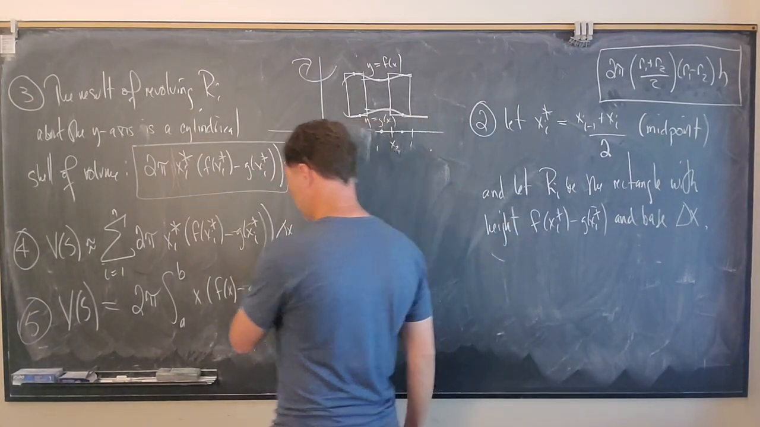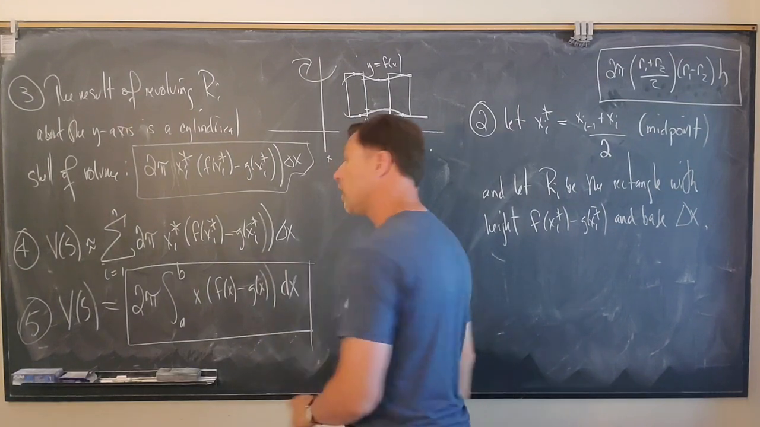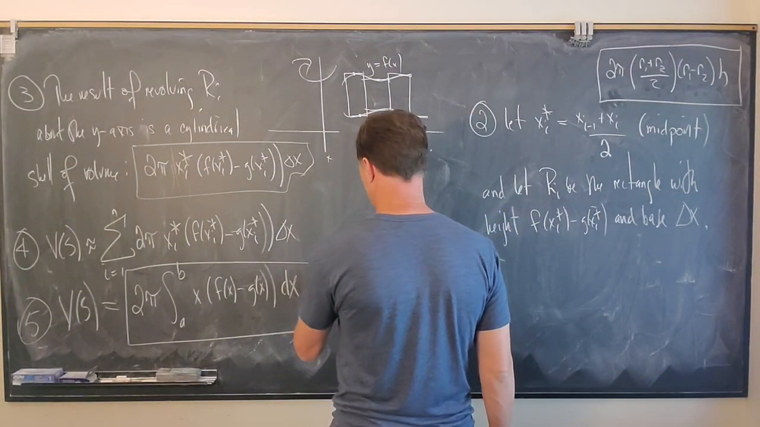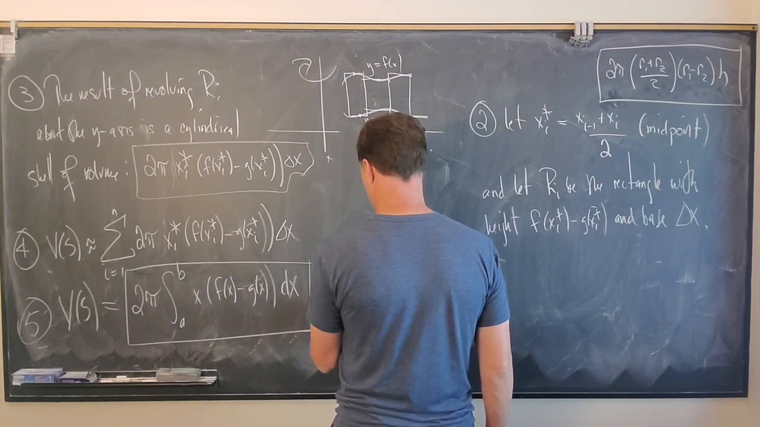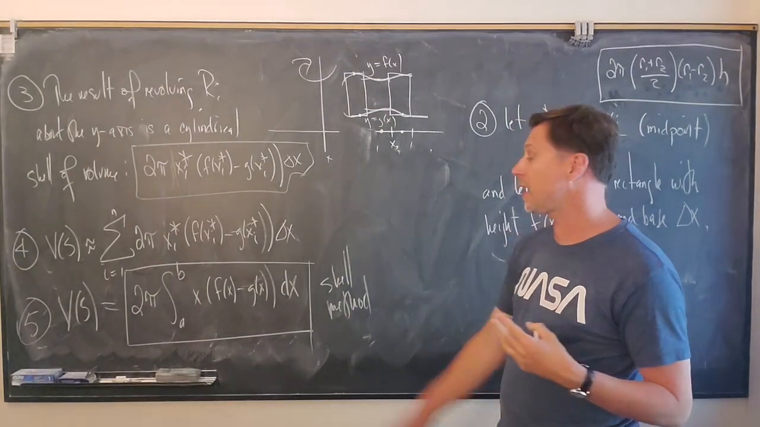So this formula right here is called finding volume using the method of cylindrical shells, or what I just usually refer to as the shell method. So now we have two different methods for computing volumes. We've got the disk method and the shell method.